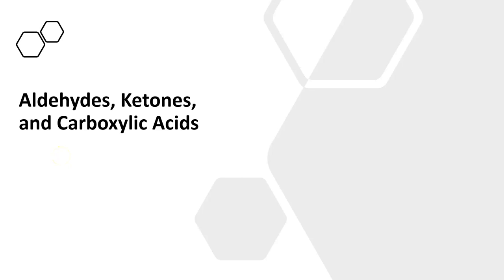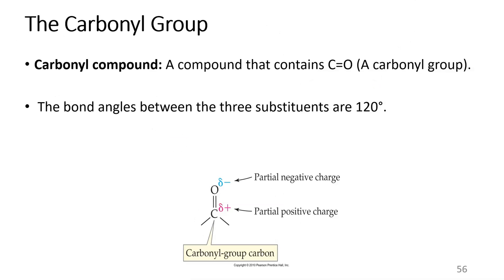So we're going to talk about aldehydes, ketones, and carboxylic acids in this part. One of the common features of these is this group called the carbonyl group, and it contains that carbon double bonded to oxygen. So it's a common factor, and all of these have this group in it.